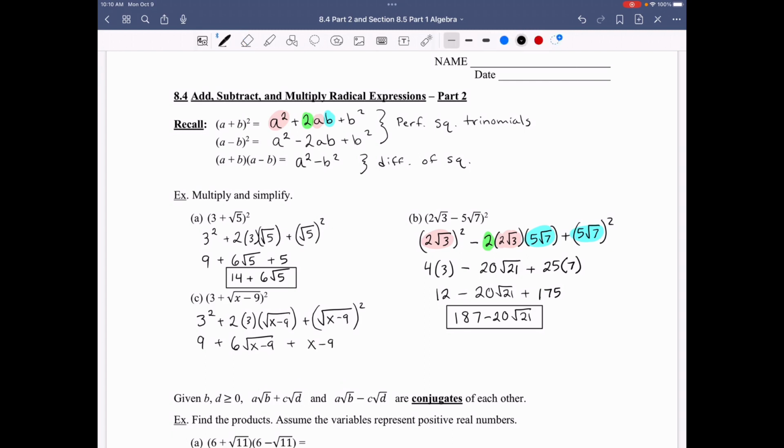All right, notice how there is a positive 9 and a negative 9. Those cancel, leaving us with just x plus 6 square roots of x minus 9. So this is just special cases. In our class before this, we FOILed radicals already. This is just special cases. So if you want to, you can always revert back to FOILing.